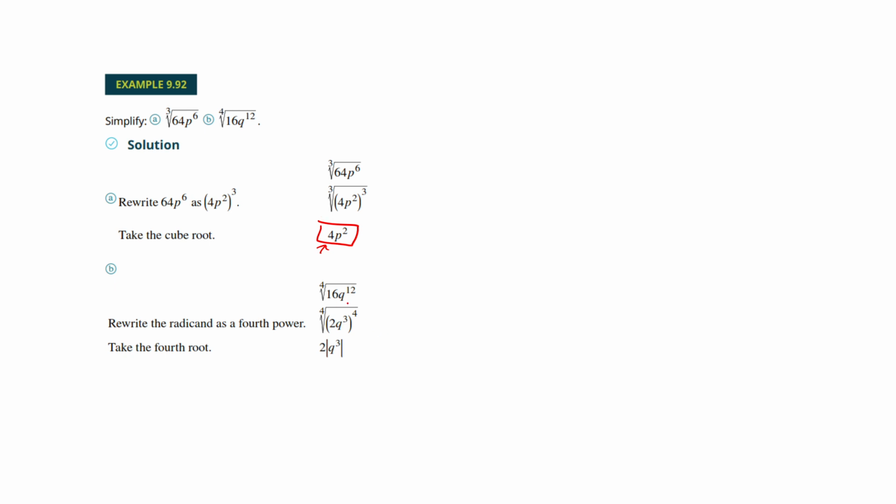16 is 2 times 2 times 2 times 2. That'll let me bring out a 2. And I can also bring out 3 q's. Now, what they're doing here with this absolute value sign is not one of my favorite things either.